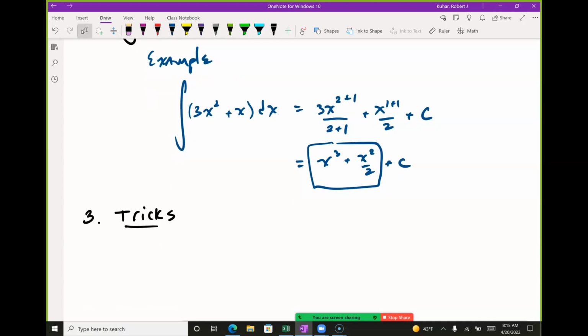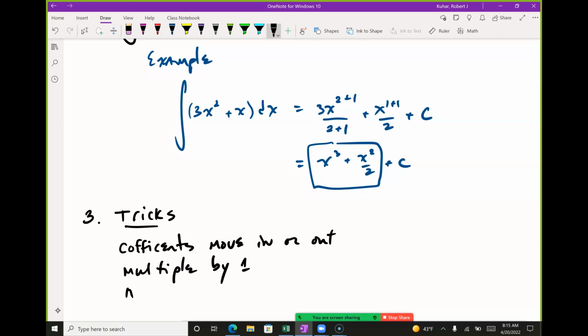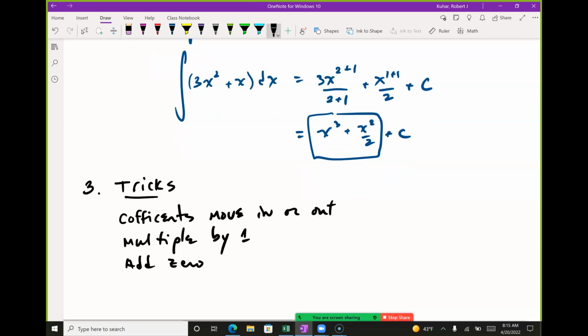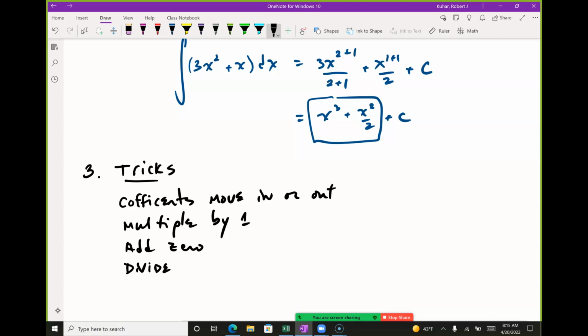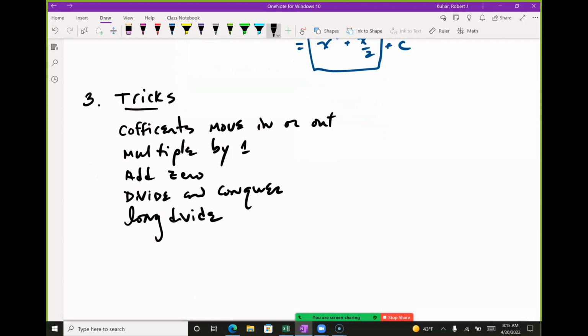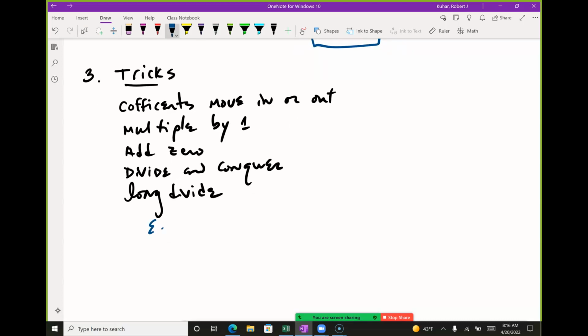So tricks: coefficients, move in or out, multiply by 1, add 0, divide and conquer, long divide. So these will happen as I'm doing pieces. As I'm doing things, you'll see these happen, right? So I'll give a couple of quick examples here.